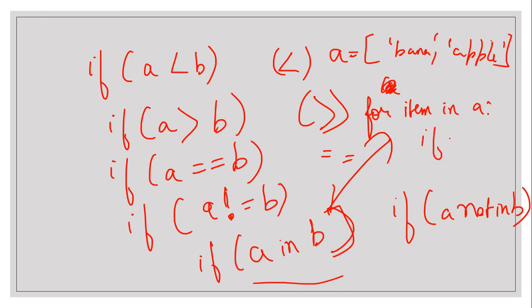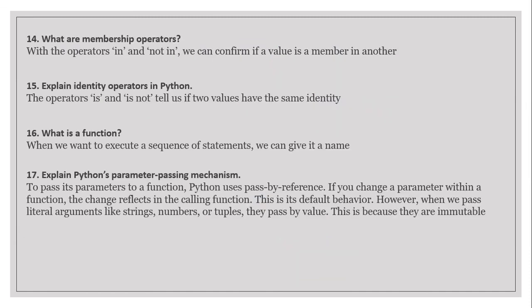If item equals to banana, print yes. Okay, so we are clear with the relational operators.